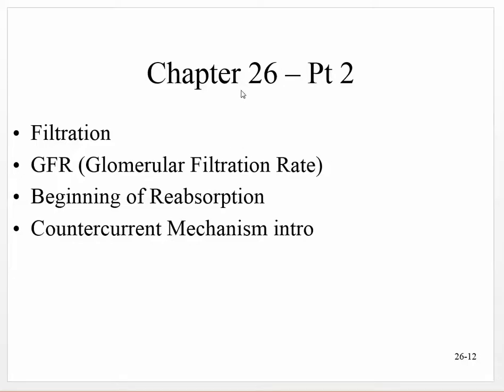Okay, so this is part 2 of chapter 26, and we're going to talk about filtration. Remember there was filtration, reabsorption, secretion. We're mainly going to get started on filtration, and then we'll talk about reabsorption and get into the countercurrent mechanism, and that's all we're going to cover for this part. So that's actually in the slides that go through chapter 26. Okay, and also GFR, glomerular filtration rate.